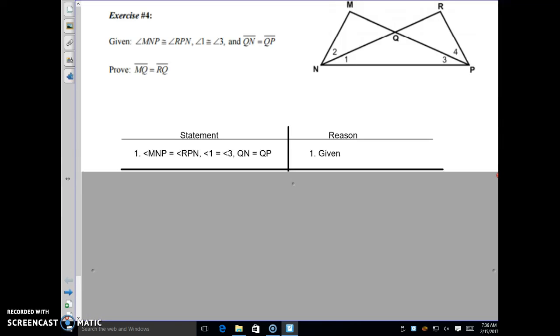Everybody, we are going to make a video of the 4 proofs that we have left to do. I'm going to go pretty quickly, so if you want to pause the video, please feel free to do that.